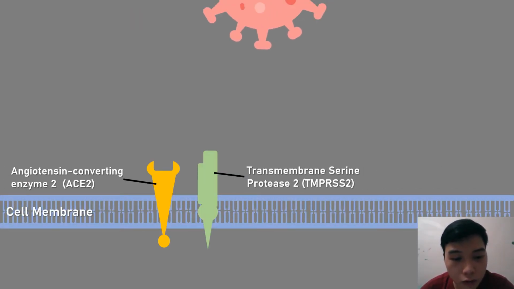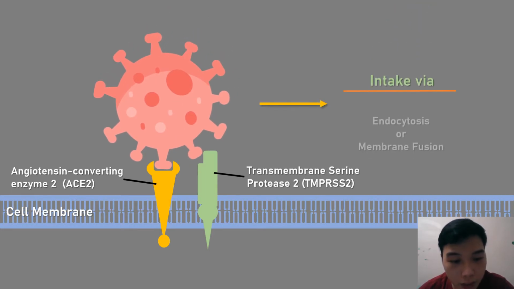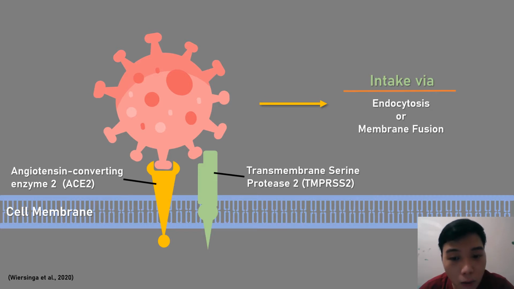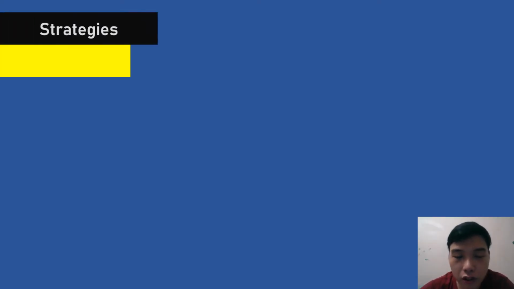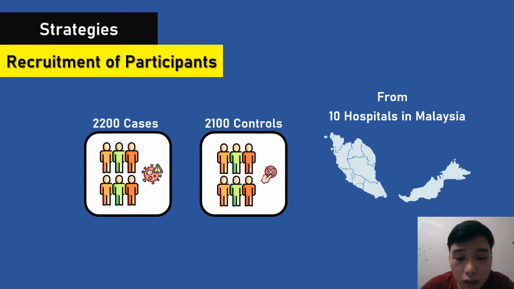The uptake of the virus is facilitated by type 2 transmembrane serine protease TMPRSS2 through cleaving ACE2 and activating viral S protein. Both ACE2 and TMPRSS2 are particularly expressed in the lower respiratory tract such as type 2 alveolar epithelial cells. In this study, we'll be recruiting 2,200 patients with symptomatic COVID-19 infection who were hospitalized and tested positive. For controls, we'll be recruiting 2,100 healthy participants.